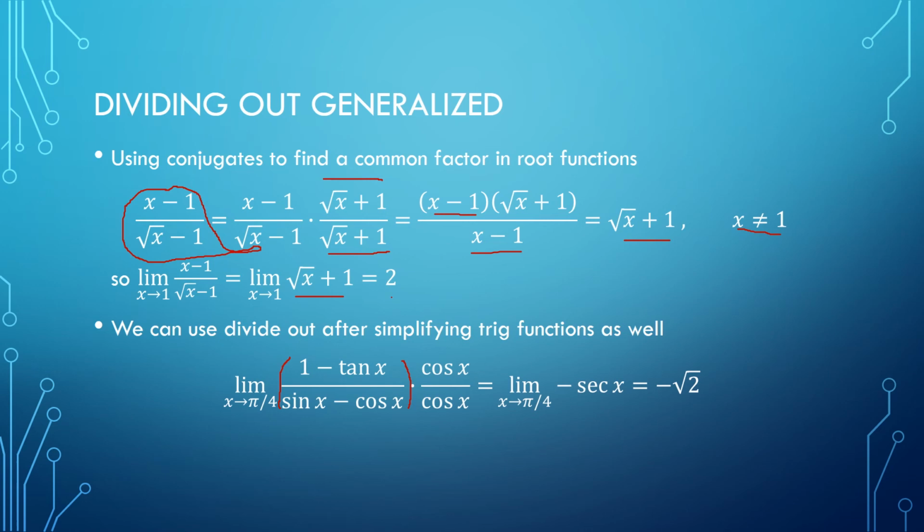One way you can overcome this is to find a clever way, multiply the function by 1 creatively, cosine over cosine. And I'll skip some steps here. You should verify this on your own. The function simplifies to negative secant x. And now I can just plug in pi over 4 and find the limit of negative square root 2.